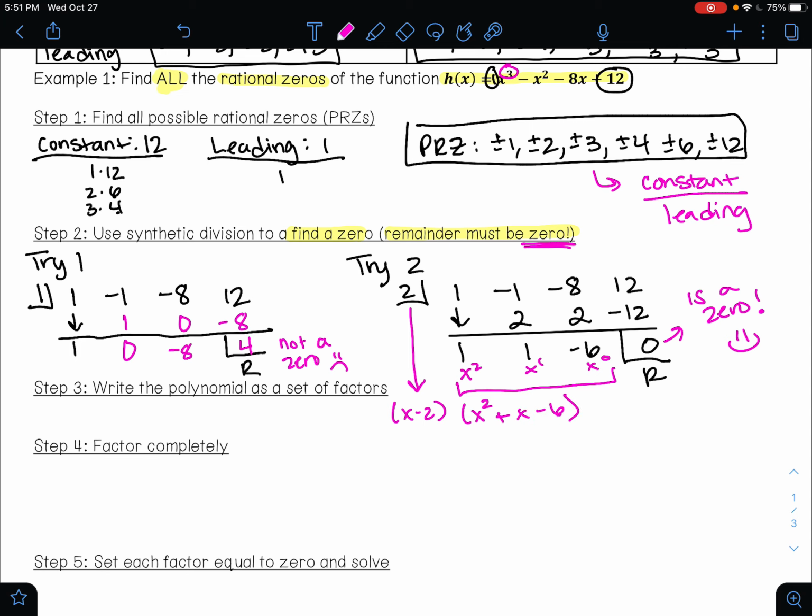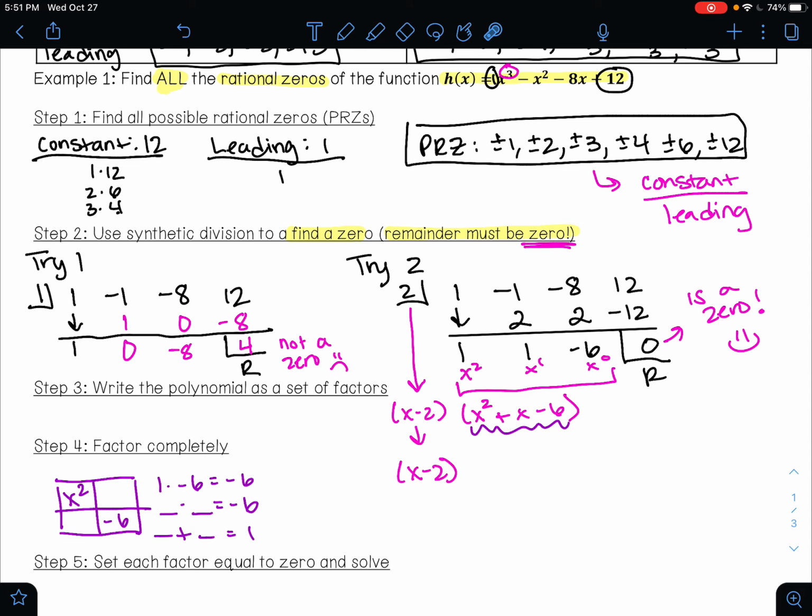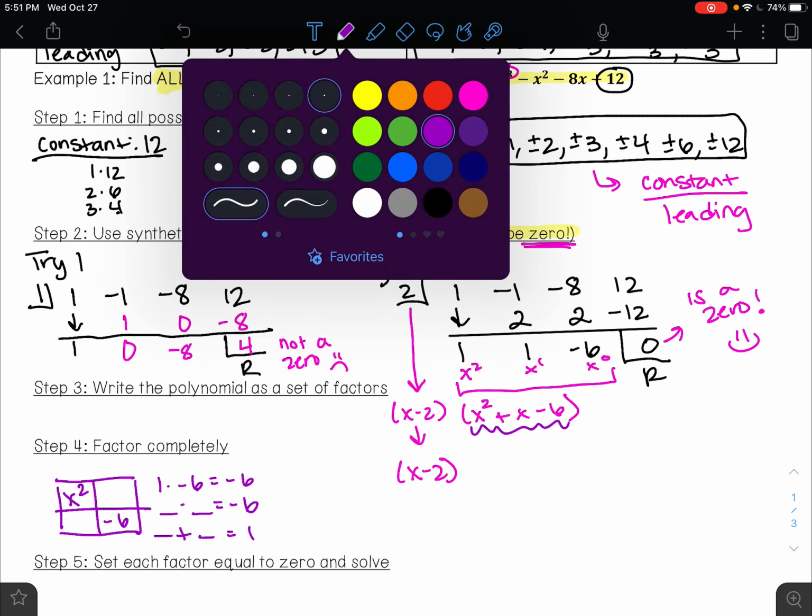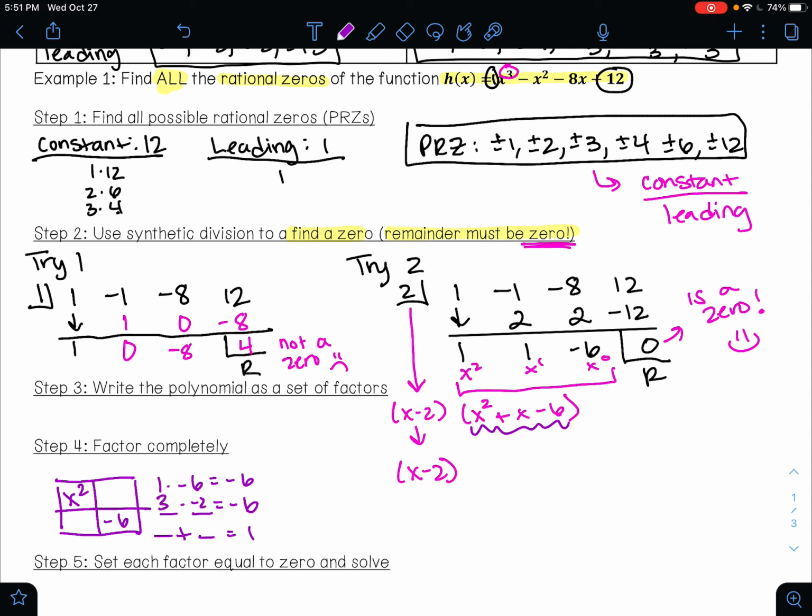So I've factored. Step 4 is to factor completely. So we want only linear factors. x minus 2 is a linear factor. And when I look at this, I can factor this trinomial more, right? So let's use the area model to factor that. First term goes in the first box, last term goes in the last box. I'm looking for two numbers that multiply to -6 and that add to 1. That's because 1 times -6 is -6, and 1 is the coefficient of my middle term. Those two numbers are +3 and -2.